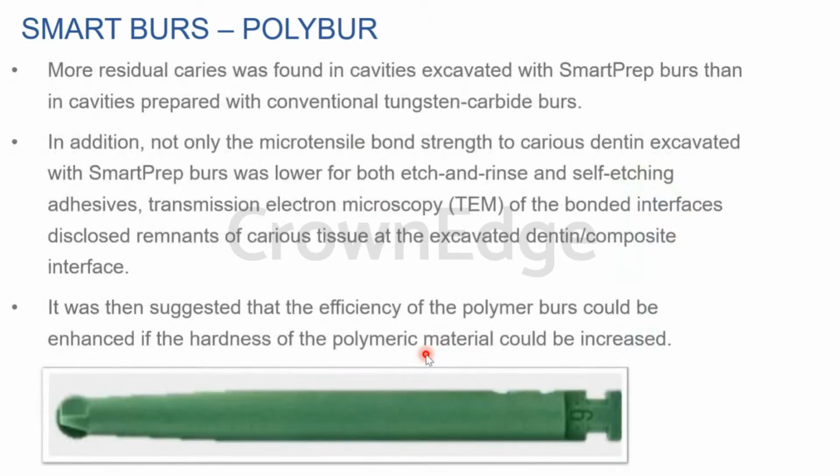So in addition, not only was the microtensile bond strength to caries dentine excavated with smart burrs lower, but it was also seen that there was more amount of bonded interfaces which disclosed remnants of caries tissue. There was a lot of caries tissue which was remaining, and thus it was suggested that the efficiency of polymer burrs could be enhanced if the hardness of the polymeric material could be increased.